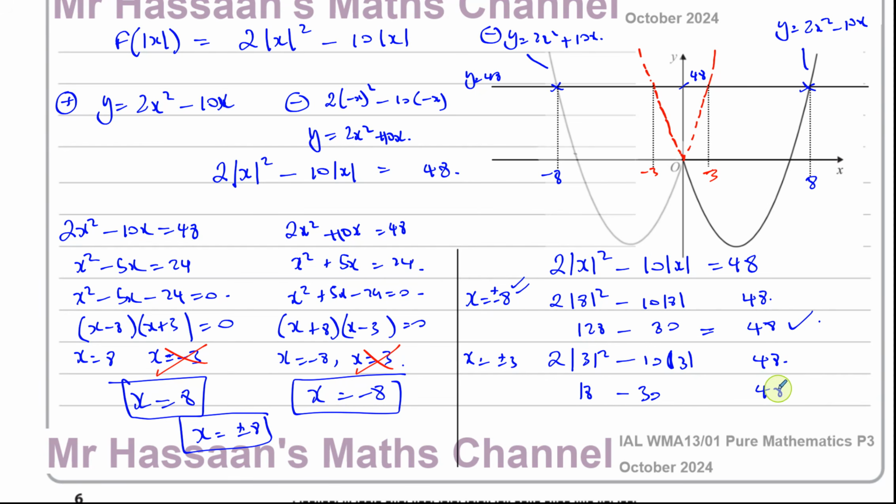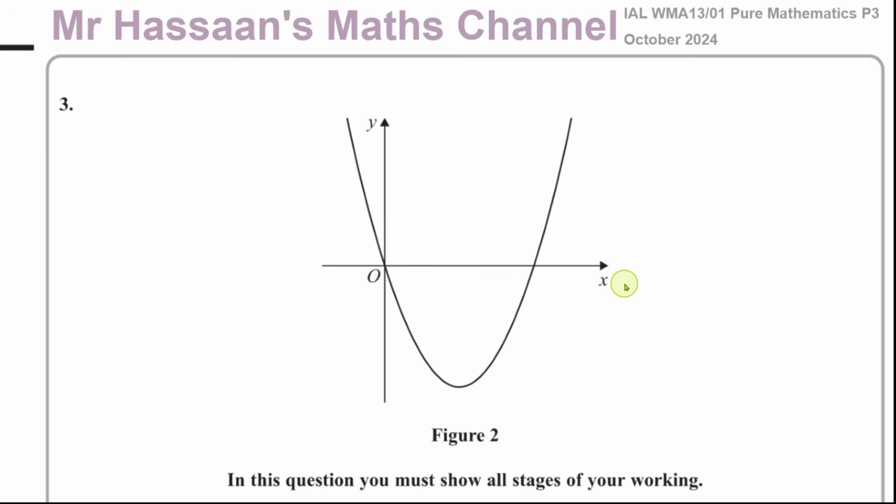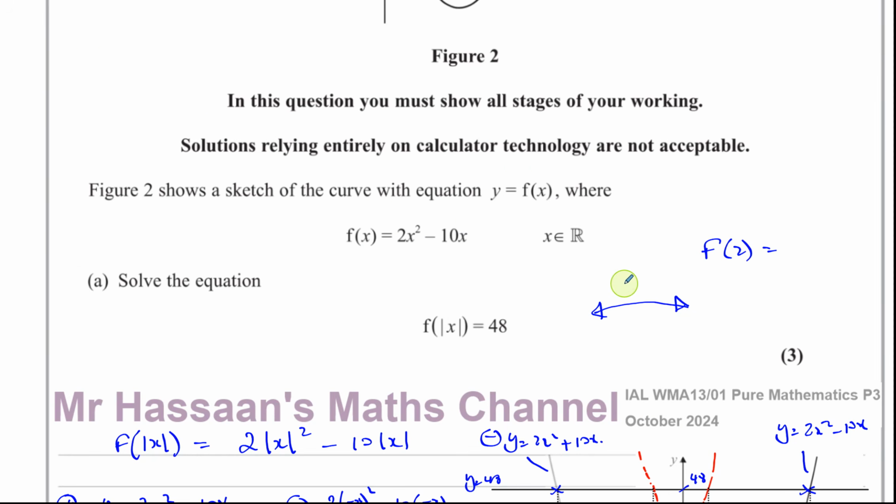And on this side is 48, and this is not the same. Of course, this is not the same. This is going to be negative something. So therefore, we can see that the only solutions are plus or minus 8. So you can check algebraically, you can check visually to see if you get the correct answer. So there's the answer to part A of this question.